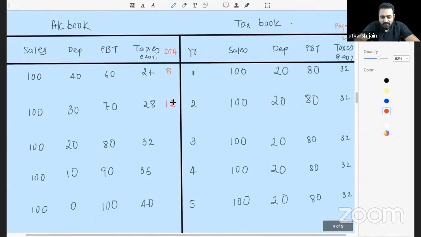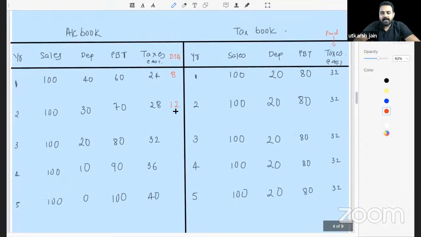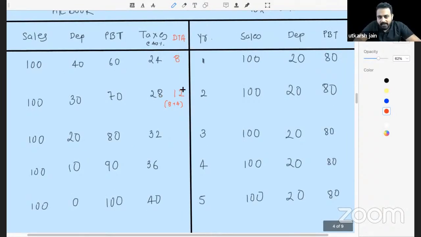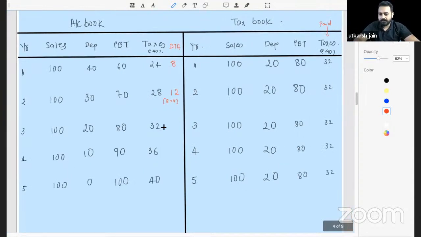Where did this 12 come from? Last year you paid 8 additional. This year you paid 4 additional. So till date, we have paid 12 additional, 12 excess amount to the tax department. So deferred tax asset becomes 12. It's a cumulative item. Last year I paid 8 more, this year I'm paying 4 more, that's why it's 12.